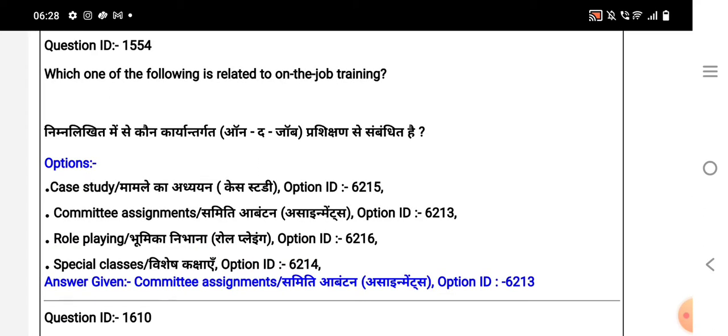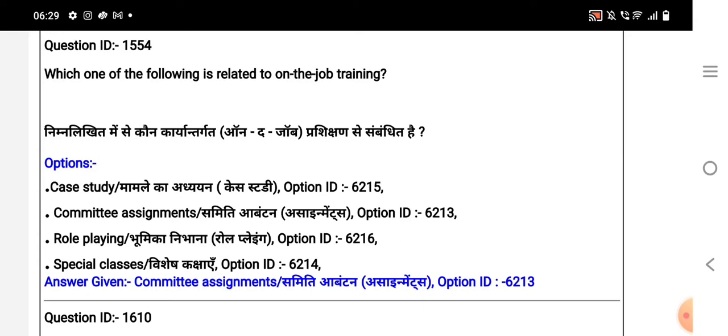So the next question is which of the following is related to on the job training? As you all must be knowing that there are two ways of giving training to employees. First one is on the job and second one is off the job. So ये काफ़ी important है because इससे प्रीवियस ईयर में भी काफ़ी क्वेश्चंस आए हुए हैं. सो ये आप लोग अच्छे से कर लेना.